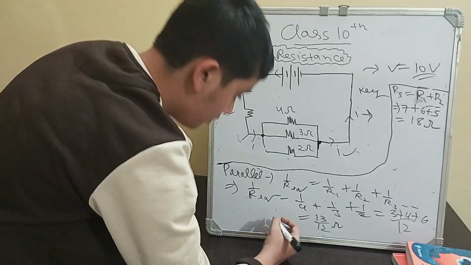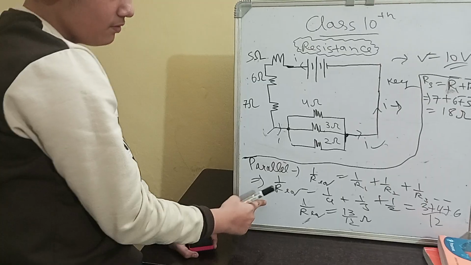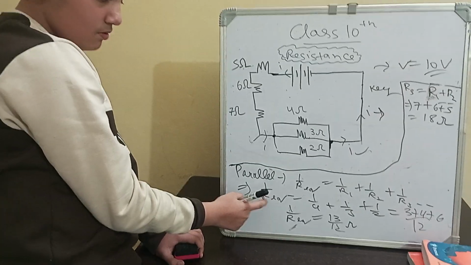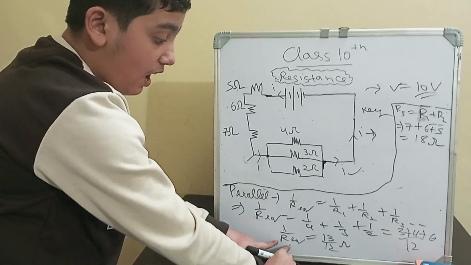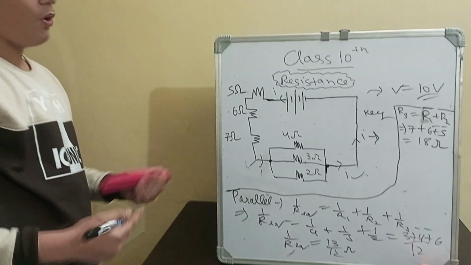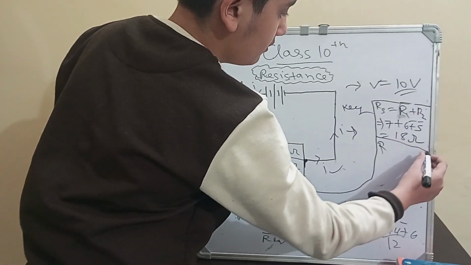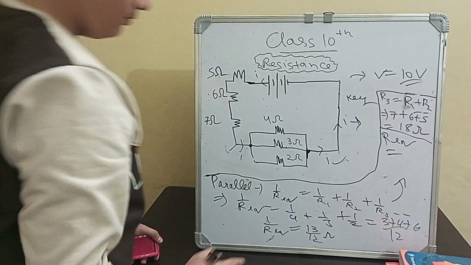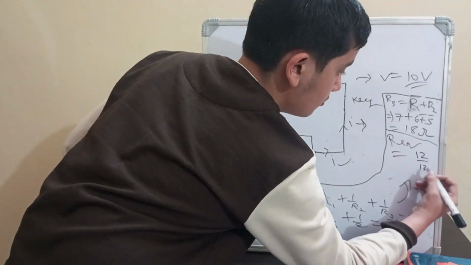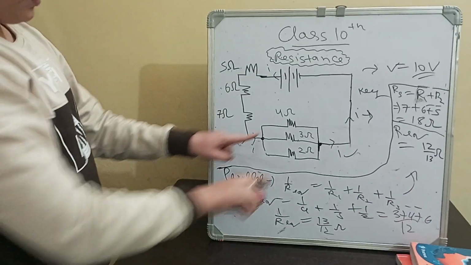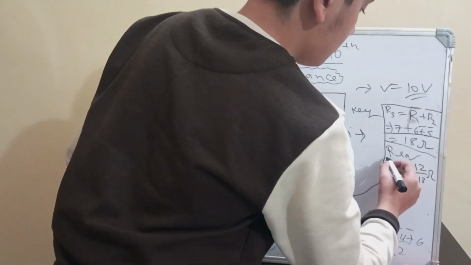You are wrong. This is not the answer. See, what was on the LHS? 1 upon R equivalent. Now we need R equivalent, so we need to reciprocate it. On reciprocating it, we get 12 upon 13 ohms. That is the equivalent resistance of this parallel setup. Okay. Mark this in boxes. Very useful results.